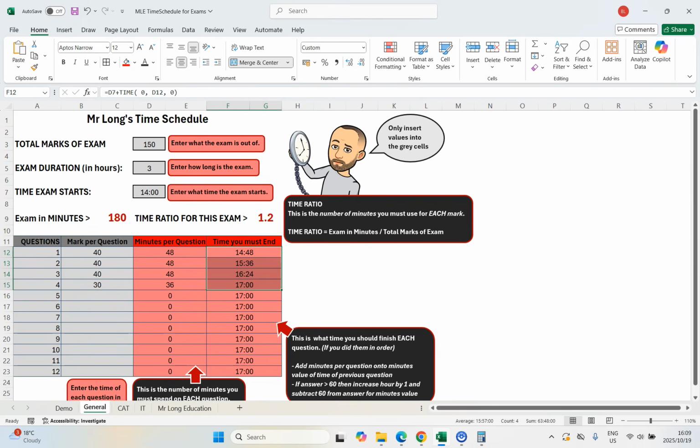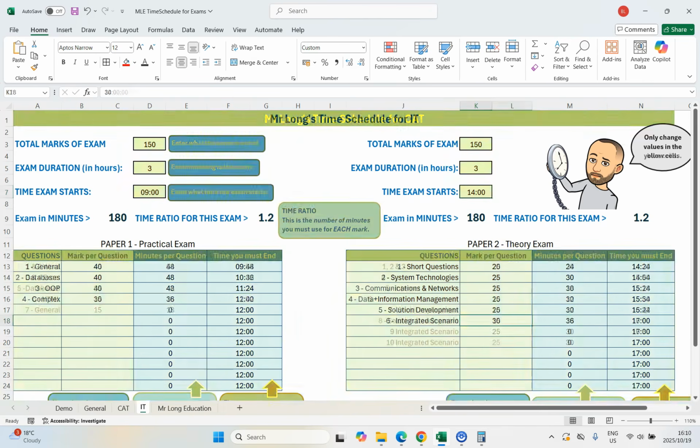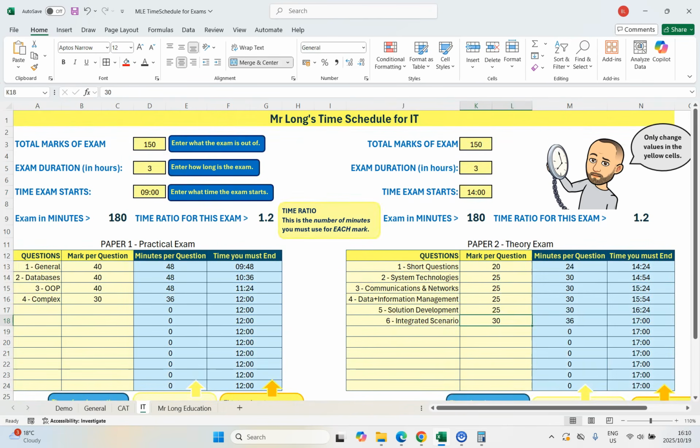If you're a CAT or IT student, I've actually gone and looked at the exam guidelines. If you come here to CAT, I've already filled in the values for CAT. You can edit them if things change, but I've given you a time schedule for paper 1 and a time schedule for paper 2, so you can see how long you should be writing those questions. If your exam is in the morning, you can obviously change the time, but I've already done this for you. If you're an IEB student, then change these values, and it'll get it for you. If you're an IT student, I've done exactly the same thing. I've worked out what the values are for each of the 2 papers. So use this to help you.